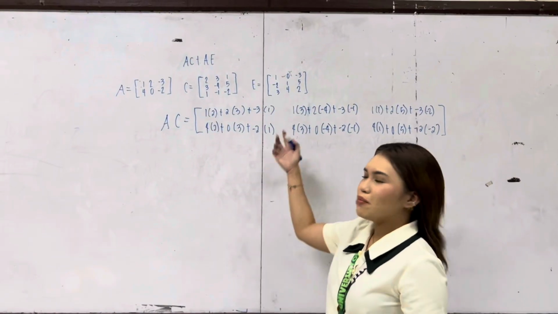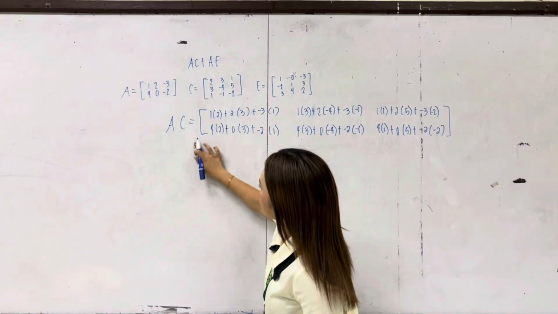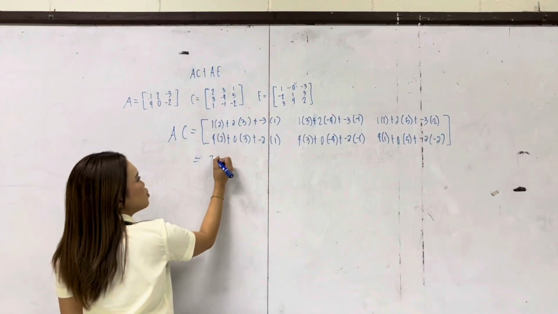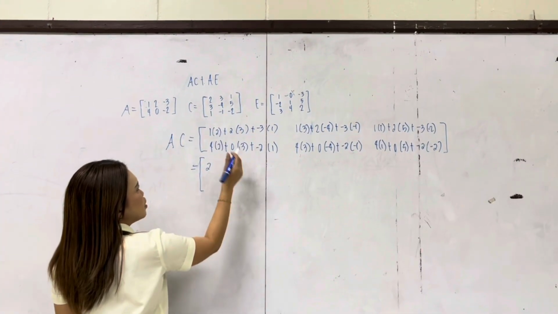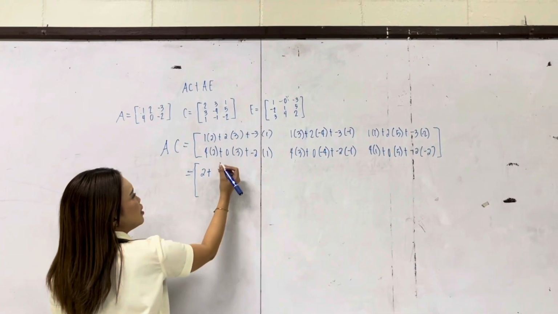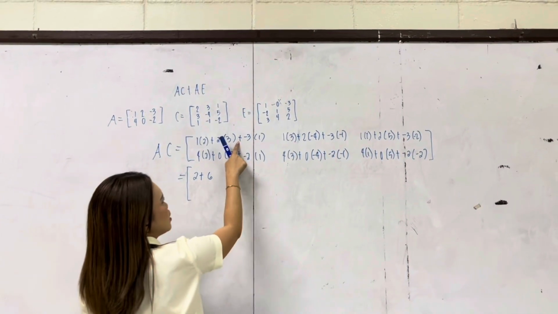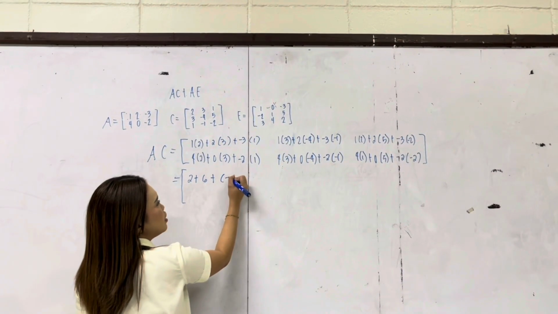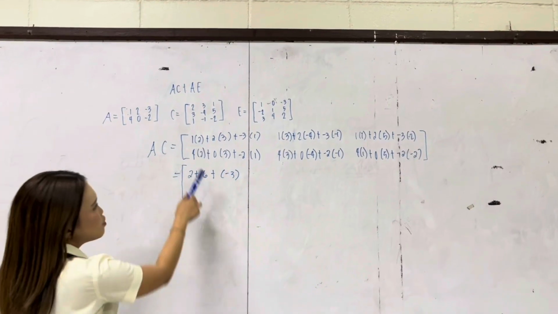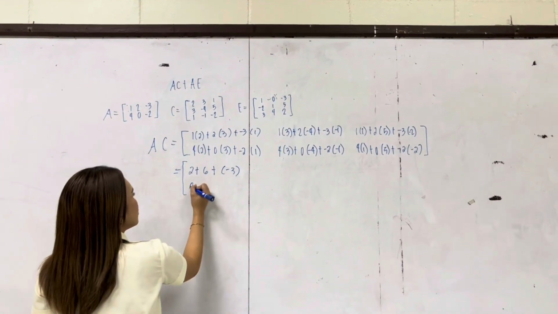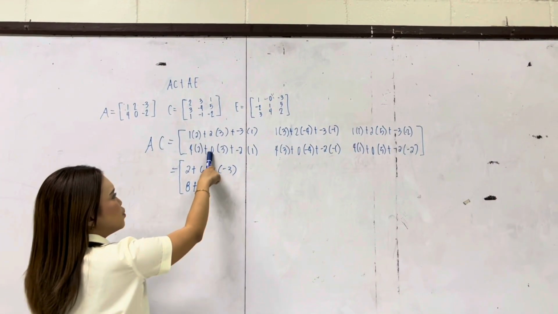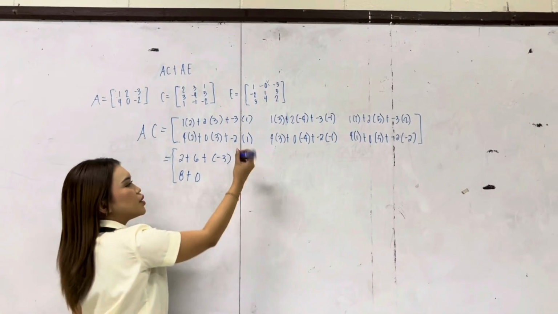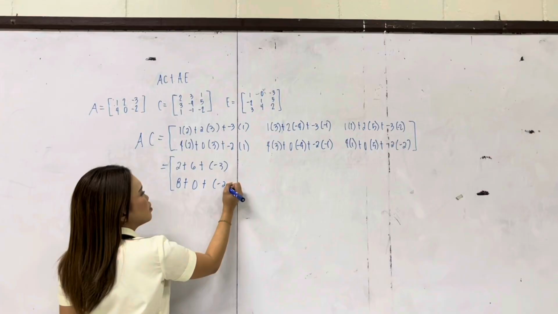Okay, so let's multiply that. 1 times 2 is 2 plus 2 times 3 is 6 plus negative 3 times 1 is negative 3. Next, 4 times 2 is 8 plus 0 times 3 is 0 plus negative 2 times 1 is negative 2.